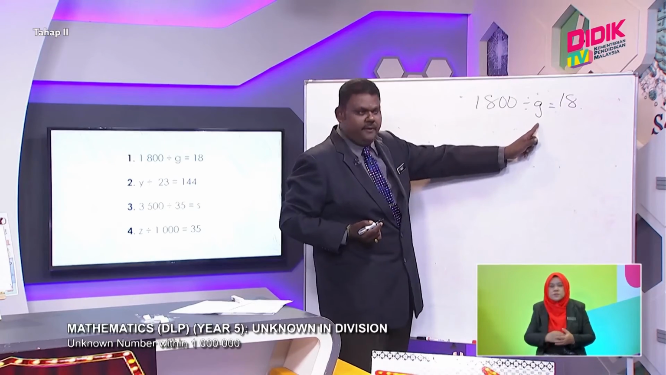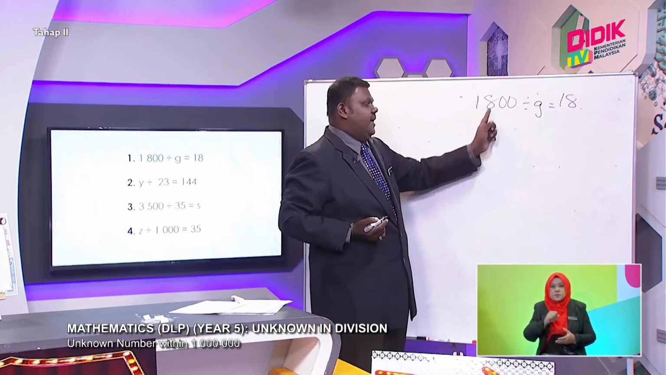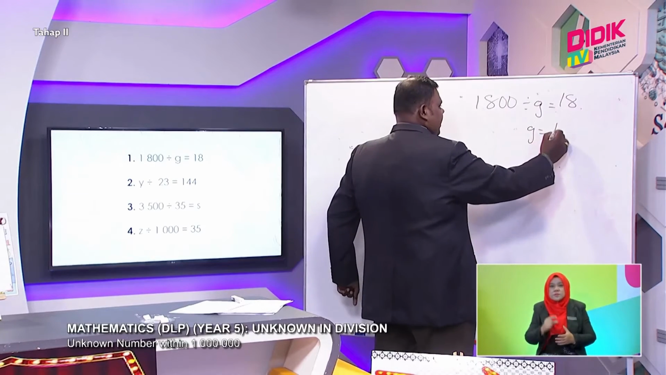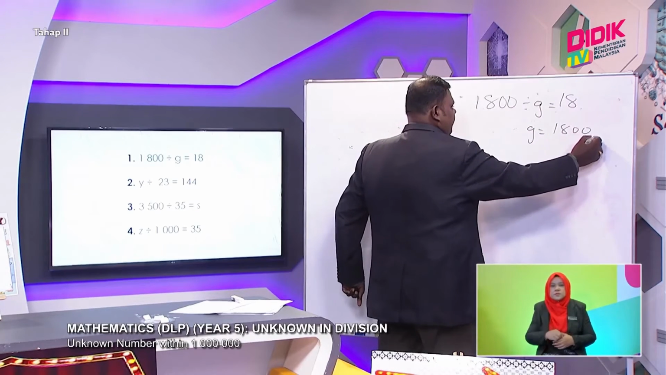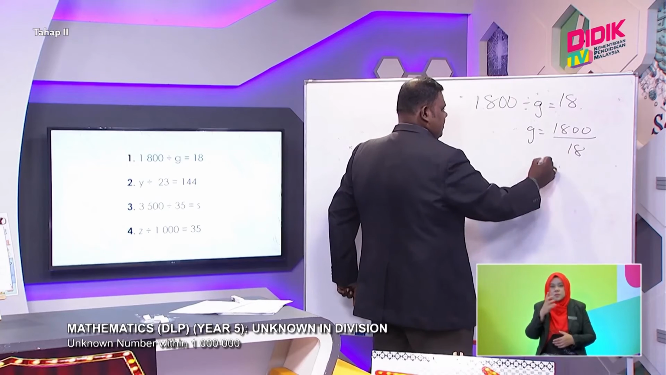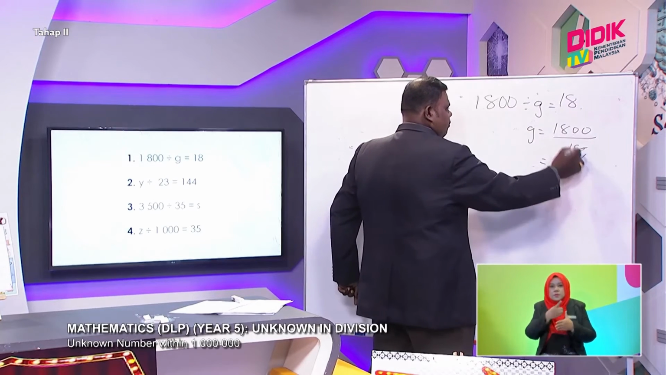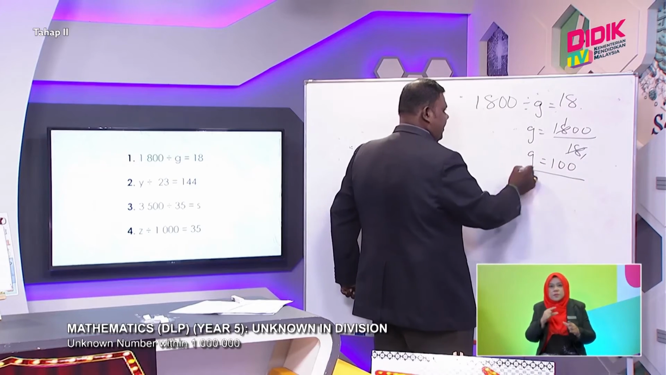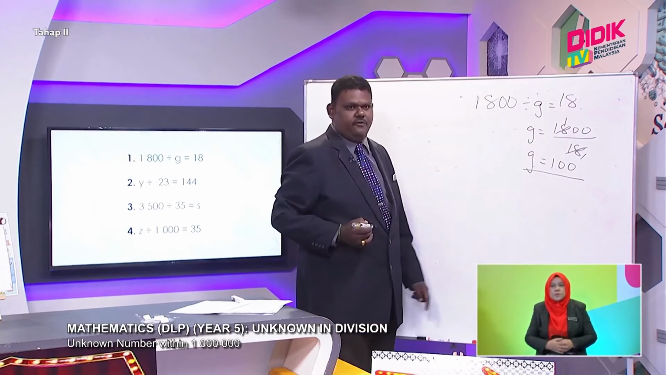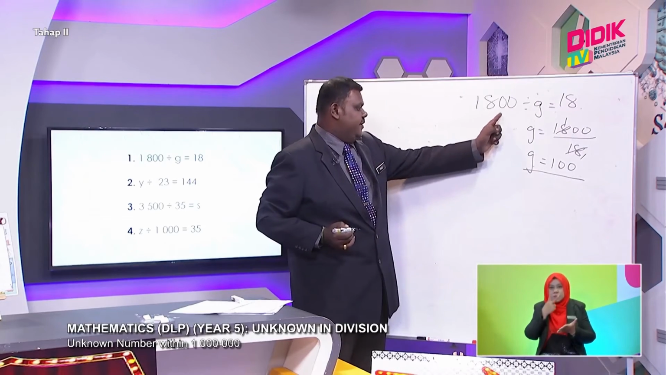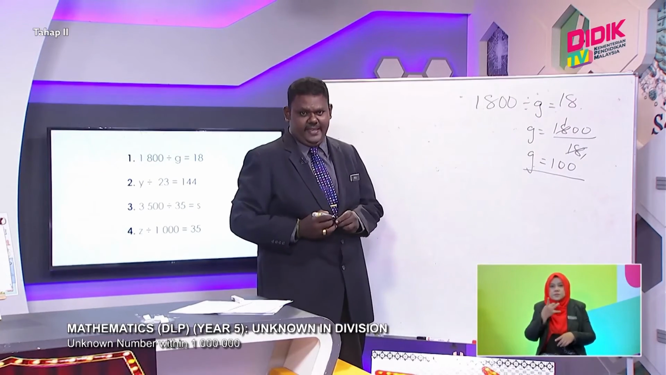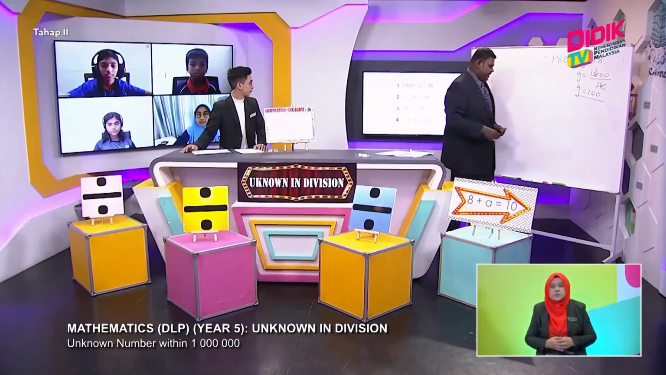So, to find the divisor, we have to take the first number and divide with the answer. So to find G, you have to take 1800 divided by 18. So here you can cut, 18 divided by 18 is 1. So G is equivalent to 100. If we check the answer, 1800 divided by 100 is equivalent to 18. Okay, let's look at the second question.